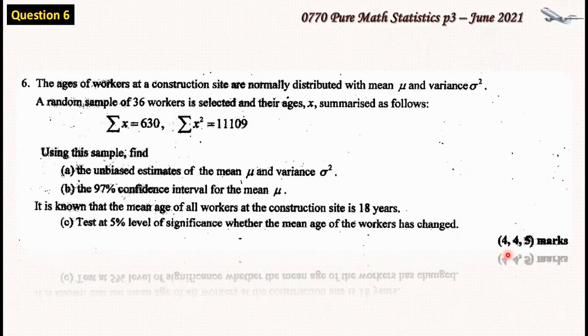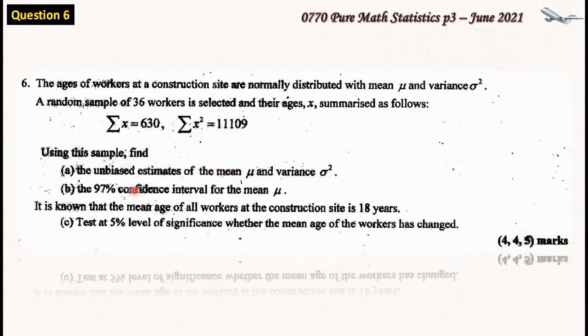Question 6, the wages of workers at the construction site are normally distributed with mean mu and variance sigma squared. A random sample of 36 workers is selected and their ages x summarized as follows. The summation of x equals 630 and the summation of x squared equals 11,109. So using this sample, find the unbiased estimate of the mean mu and variance.